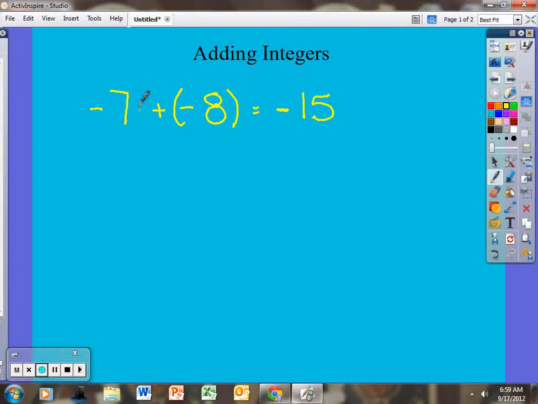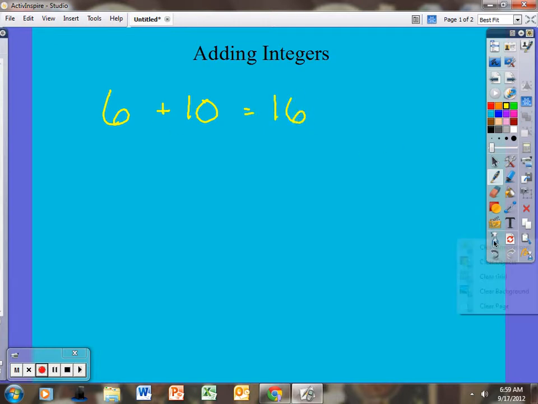If I started at -7 on the number line, and then I went back 8 more on the number line, I'm going to get a -15. So signs are the same. The answer will then be that sign, or those signs, I should say. So something like obviously 6 plus 10, they're both positive integers. 6 plus 10 is 16.